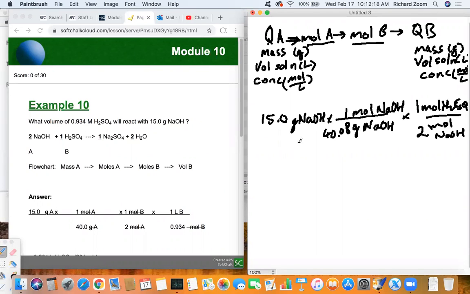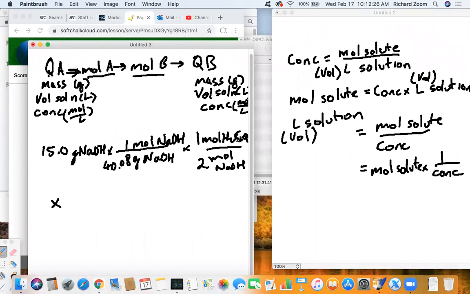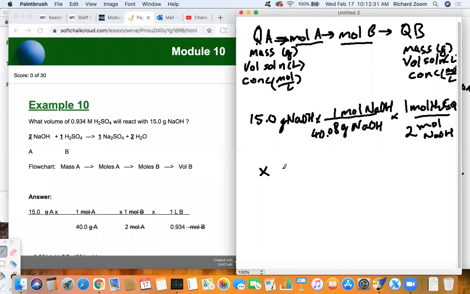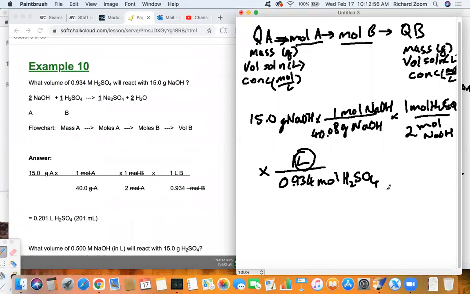What am I looking for though? I'm looking for a volume. How do I get to a volume? Well, according to the equations, if I want a volume, I take the moles of solute, which is the moles of H2SO4, and divide it by the concentration. And I have a concentration there, 0.934 molar. So I know that is going to be 1 liter over 0.934 moles of H2SO4. And once all is said and done, all I'll be left with is liters. And the answer is 0.201 liters.